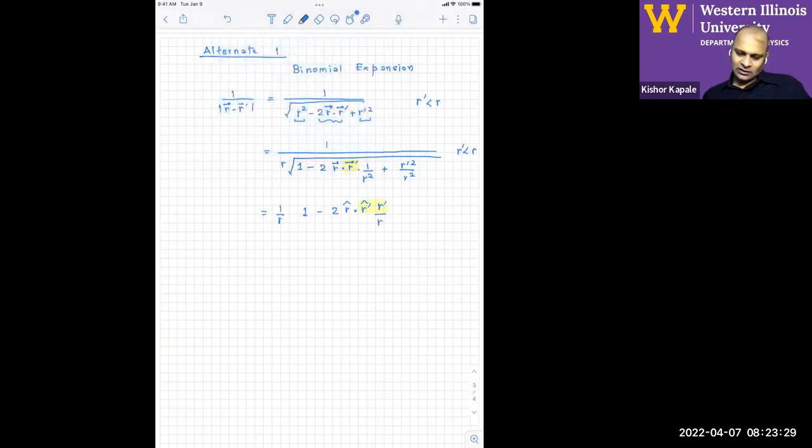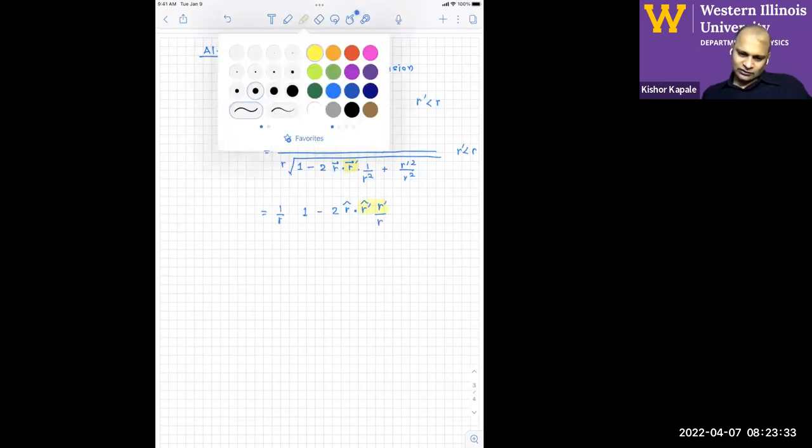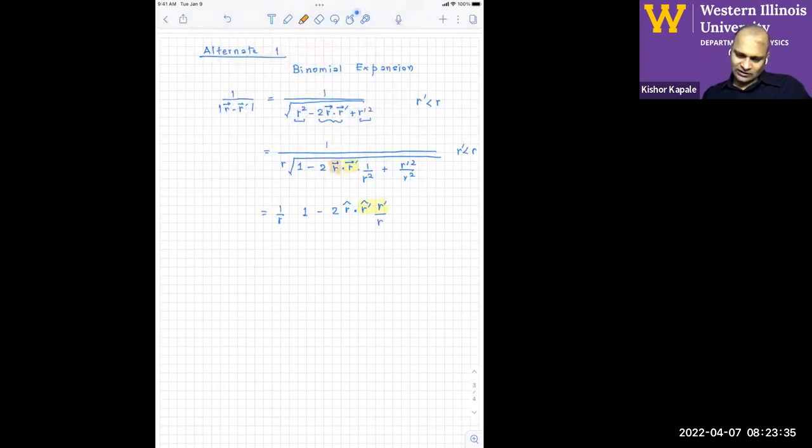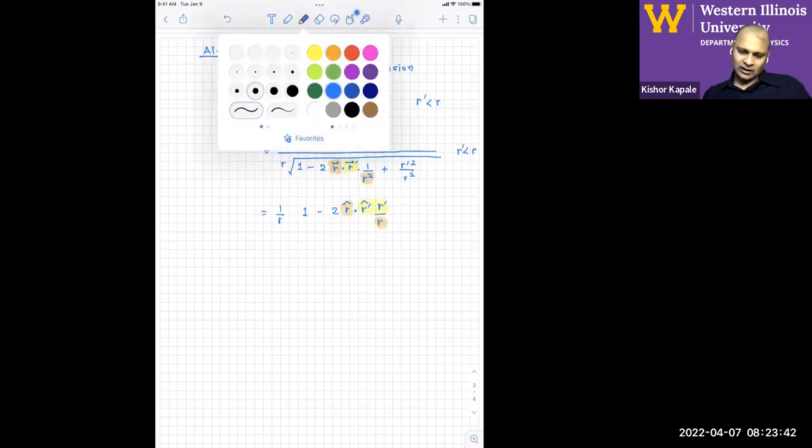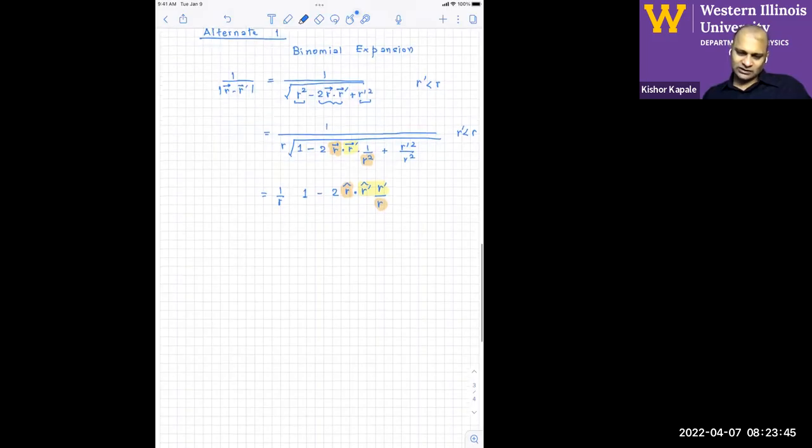And let's use a different highlighter. This is equal to that and 1 r remaining. Everybody with me? You understand the color correlation there? And then what we are left with is plus, sorry, and then plus r prime squared over r squared, raised to the power negative half.